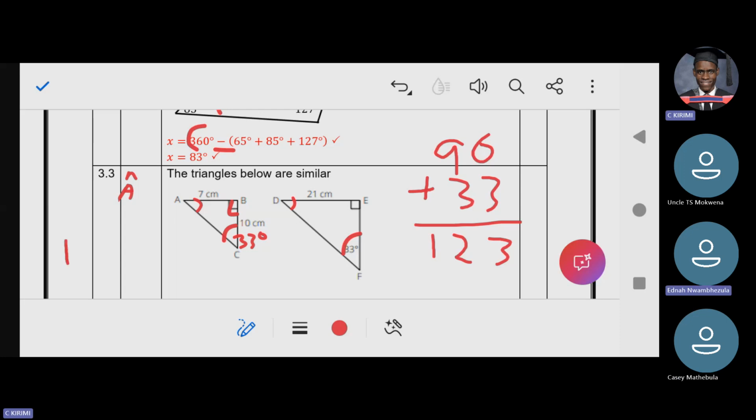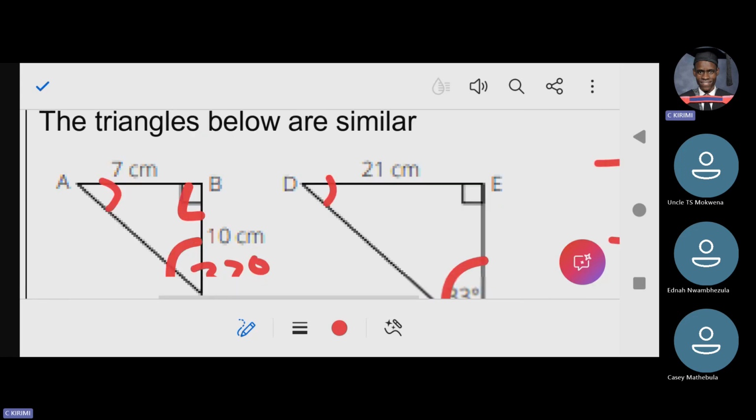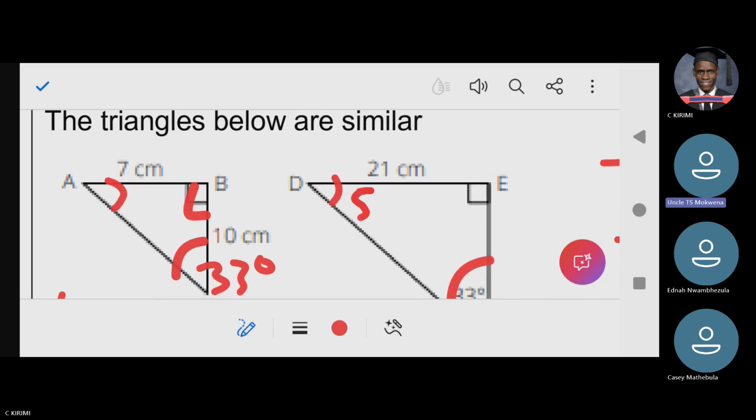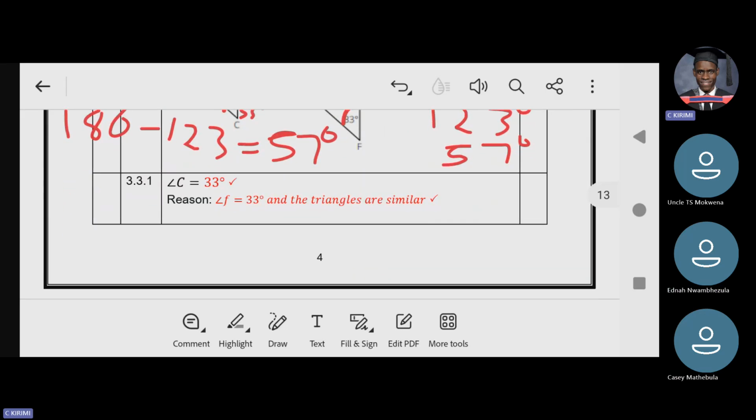So then what about the 123? What do you get when you subtract it from 180? The answer is 57 degrees. So which means this angle will be 57. Also this angle, 57 degrees. All right. Then angle C, we said is 33 because those triangles are similar.